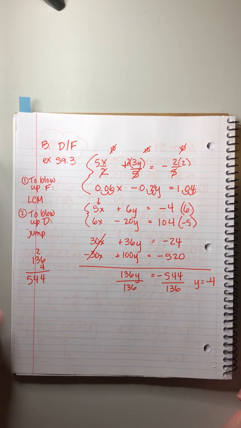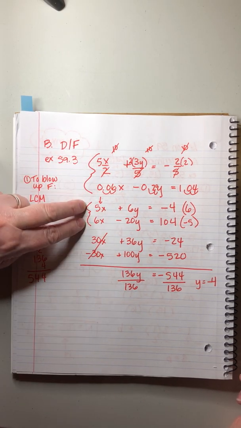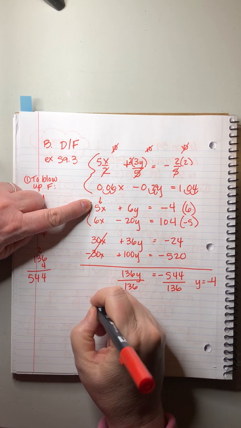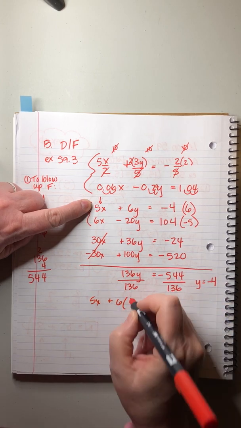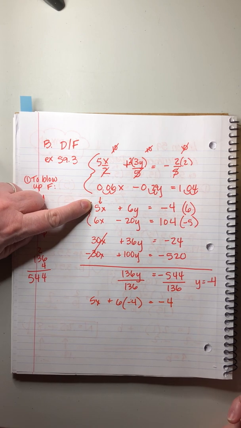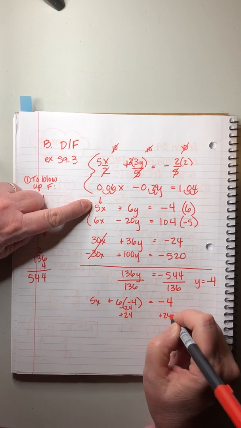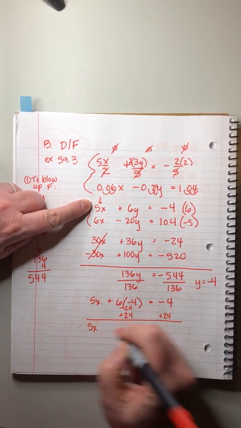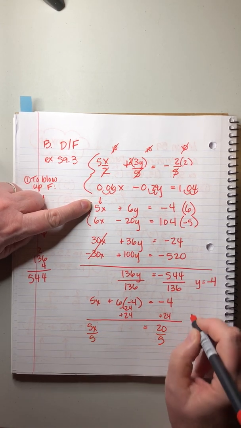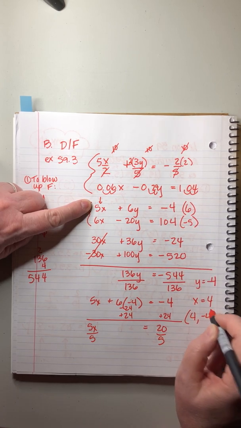Oh, that's nice, right? Then we have to plug it into one of these. I sure am not going to plug it into one of those. Let's plug it into one of these. Maybe this top one is a little bit easier to work with. So we'll say 5x plus 6 times minus 4 equals minus 4. This is minus 24, so we're going to have to add 24 to both sides. 5x equals 20. And that means that x equals 4. So my final answer is 4, minus 4.